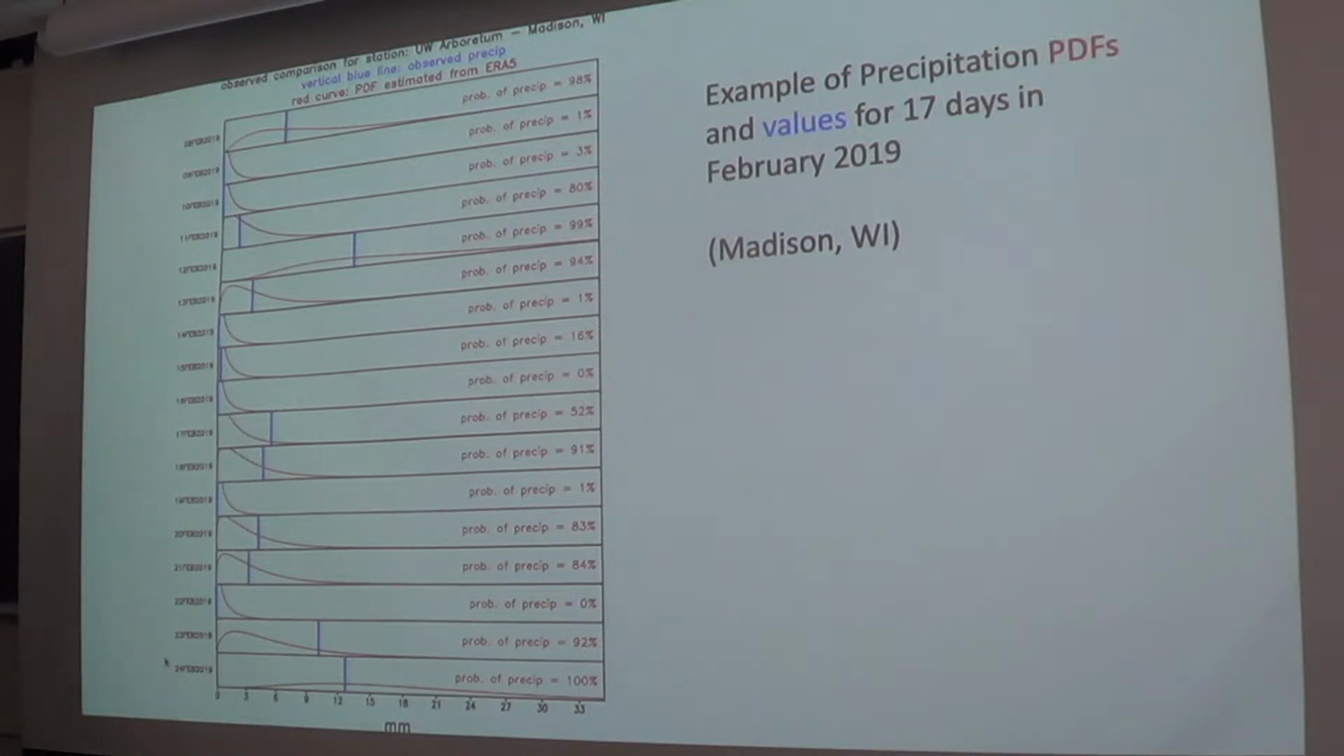I'm sorry, what fields are going into making those PDFs? Like, what from the analysis are you downscaling?